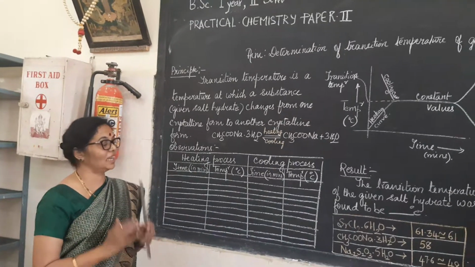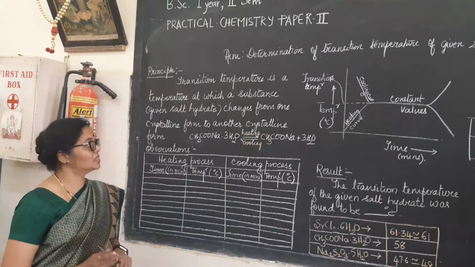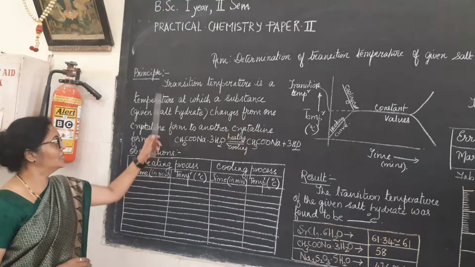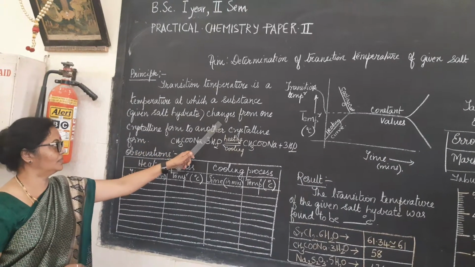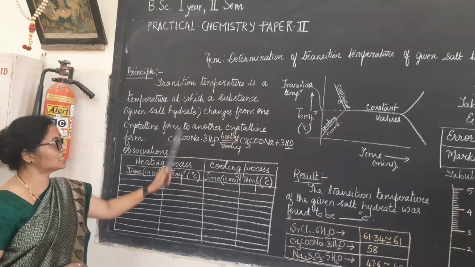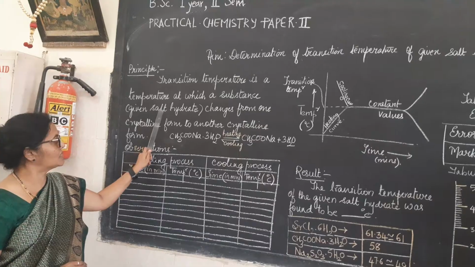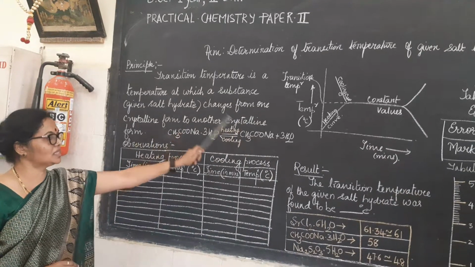Transition means a change. So here there is going to be a change of the state of the substance from one form to another form. In this case, we are studying the change of the state of a crystalline salt to an amorphous salt.